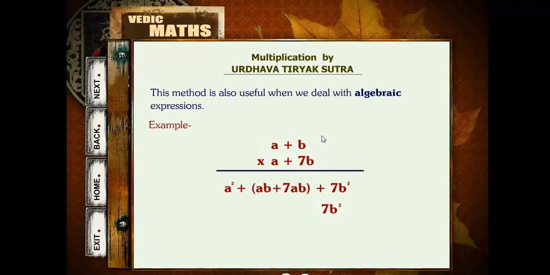On cross multiplication, we get ab plus 7ab, that is equal to 8ab, and a into a is equal to a square. Thus, our final expression is a square plus 8ab plus 7b square.